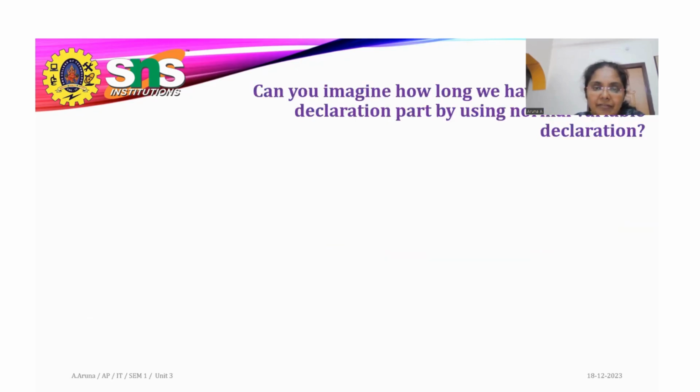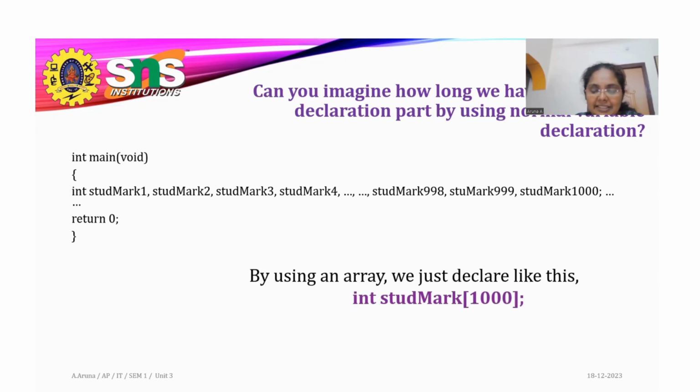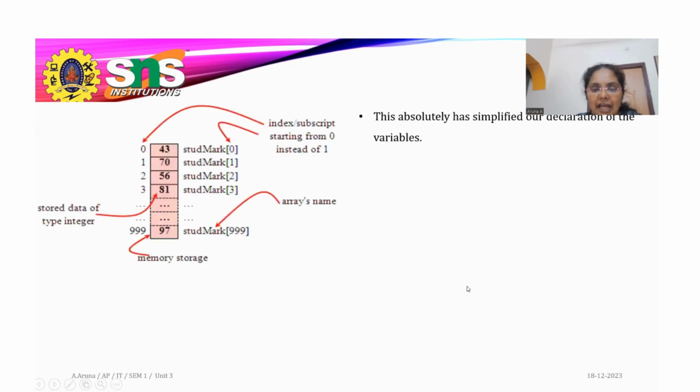To avoid this, because we can't declare 1000 variables at the same time, we go for an array. An array can be declared like this. Instead of that difficult way, we can use integer student mark of 1000. In this way, we can declare the marks of 1000 students in a single variable. This is where we go for the array concept. For example, consider this one. Here, this is the index.